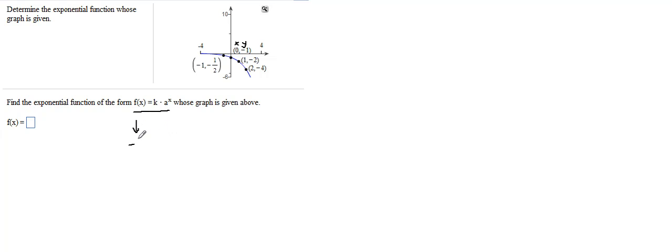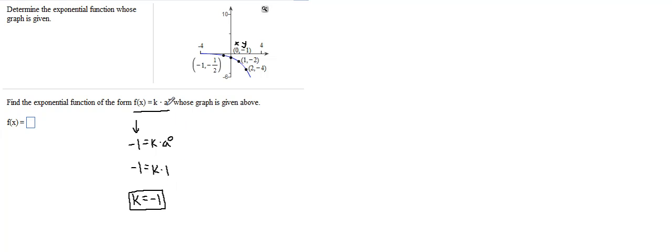So I'll have -1 equals k times a to the 0 power, because 0 is going to be our x. Remember, anything to the 0 power is 1. So then we have -1 equals k times 1. Then we can see what our k is. k is going to be equal to -1. So that's our first step, to solve for k.